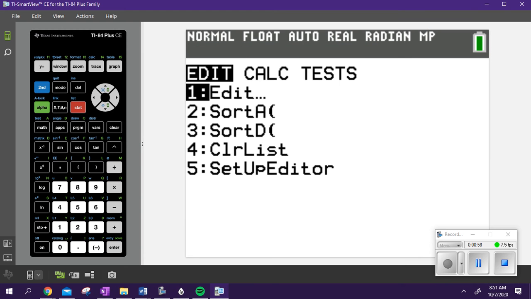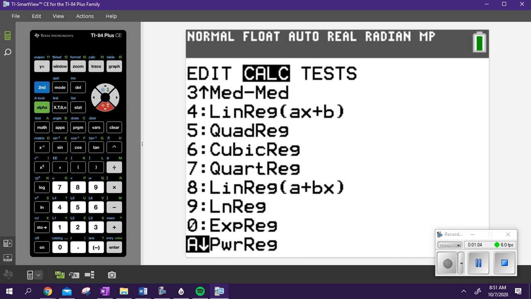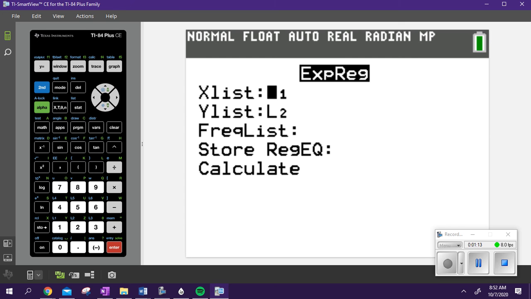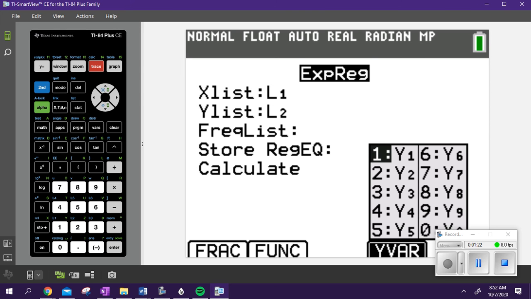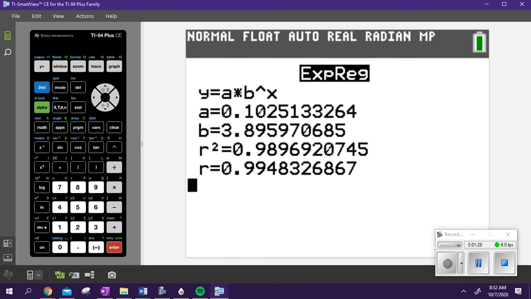So we're going to go stat, over to calculate. I'm looking here. The first one it asked us to do was an exponential. Which number are we choosing if we're doing an exponential model? 0, exponential regression. We're going to go to number 0. We're going to hit enter. Let's go down to store regression equation. Let's store this thing. So we're going to go alpha F4. I'm going to store it as Y1. Go down to calculate. Boom.